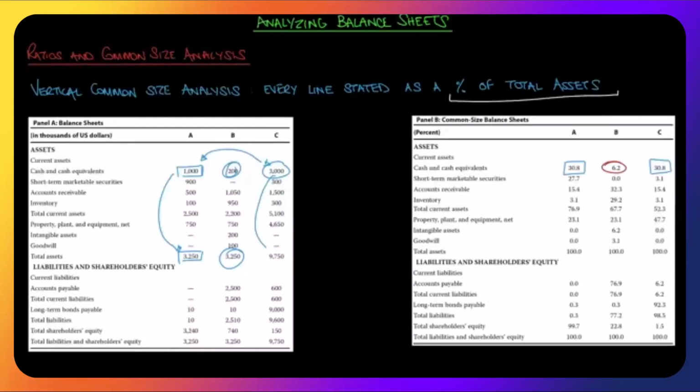Okay, well, A obviously has some invested in short terms. C doesn't. 15 and 15 in receivables. B has a lot more in receivables, 32% as opposed to only 15. What have we got here? Inventory. A lot more in inventory.